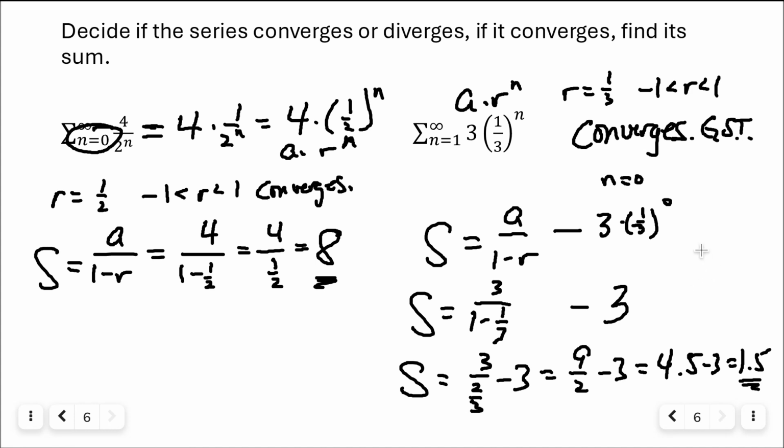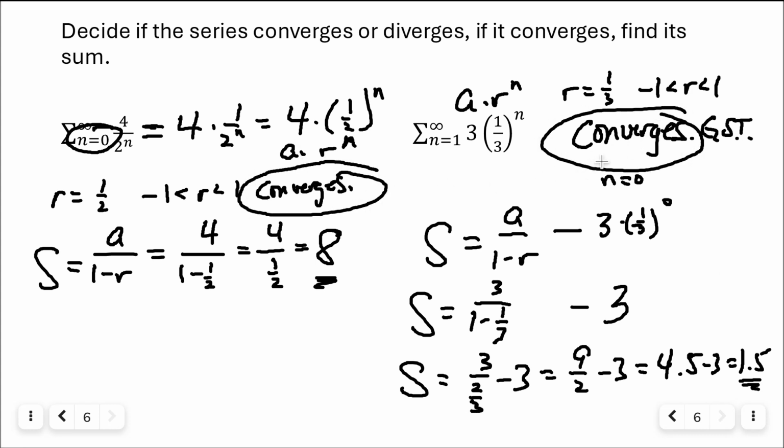Now, again, keep in mind, I'm only able to find the sum of a geometric series if the series converges, right? If the series diverges, it doesn't have a finite sum. That's the definition of divergence, okay? So keep in mind, the series has to converge for you to use this sum formula. Otherwise, you can't use it, all right? And that's our first series test of many.